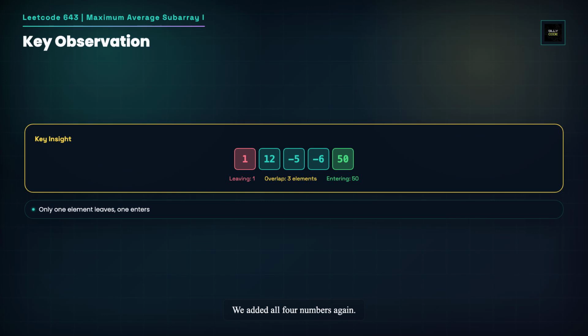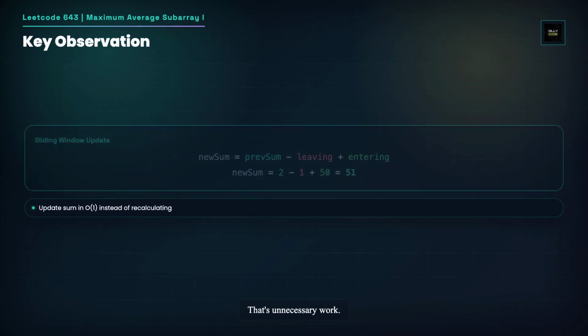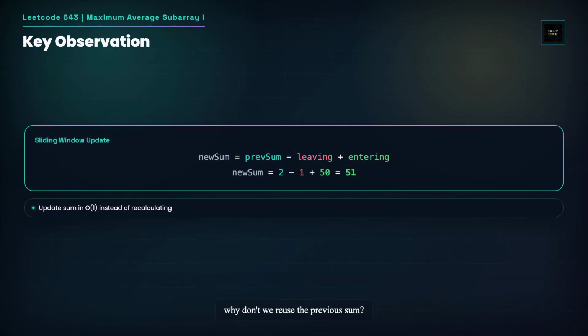We added all 4 numbers again, even though 3 of them were already part of the previous sum. That's unnecessary work. Instead, why don't we reuse the previous sum? Think about it. The previous window had a sum of 2. To get the next window, what actually changed? The number 1 left the window. The number 50 entered the window. Everything else stayed exactly the same.